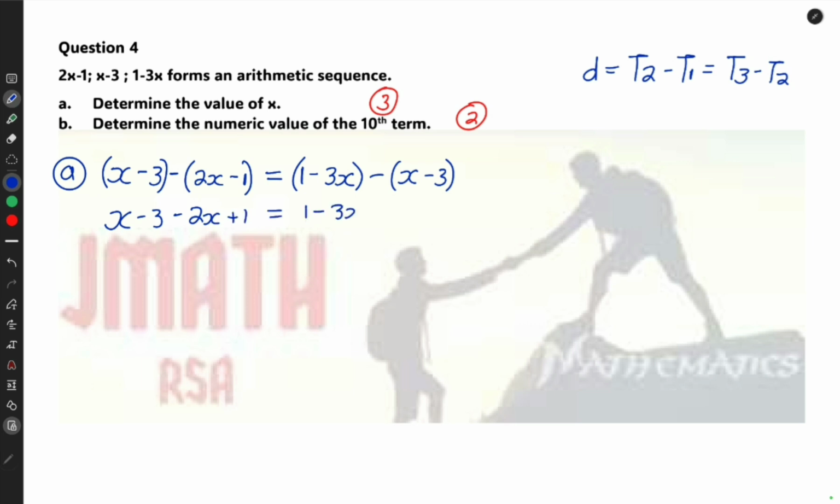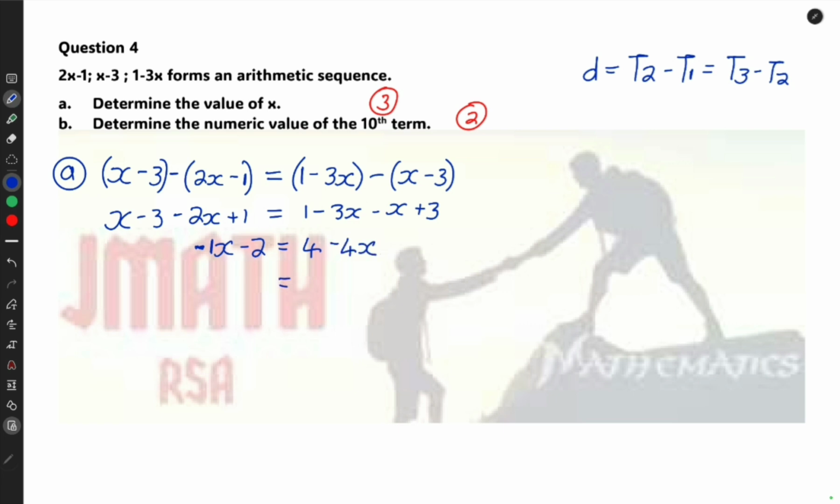1 minus 3x minus x plus 3. And now I just need to simplify, take all the x's to the left or to the right, and figure out what is x. So I'm just going to simplify both sides first. x minus 2x is going to give me minus 1x. Minus 3 plus 1 gives me minus 2. On the right, 1 plus 3 is 4. And then minus 3x minus x gives me minus 4x.